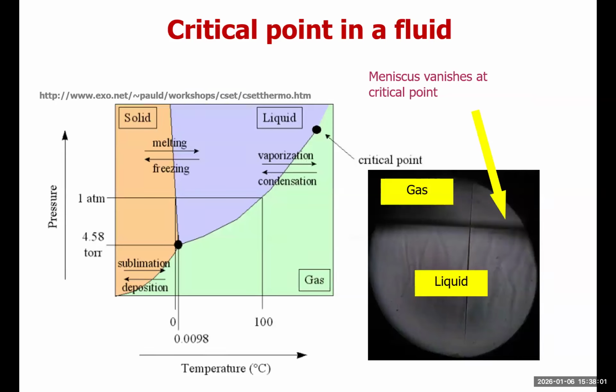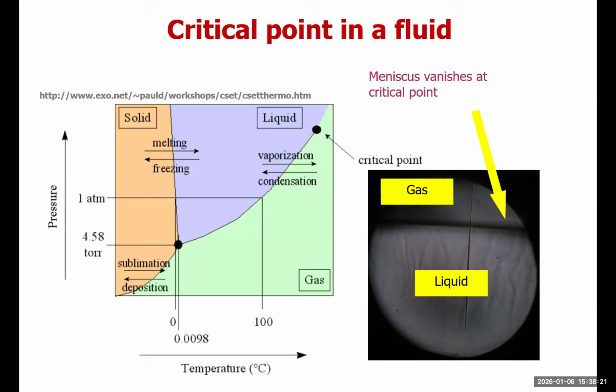So here is a phase diagram of a material. And if you're rusty on this, don't worry, we'll go through it. This is pressure as a function of temperature, and the blue is the liquid, the brown is the solid, the green is the gas phase. This is a triple point, and this is a critical point over here.